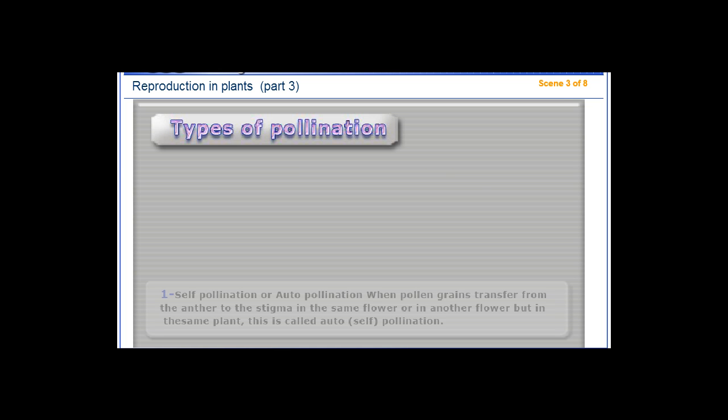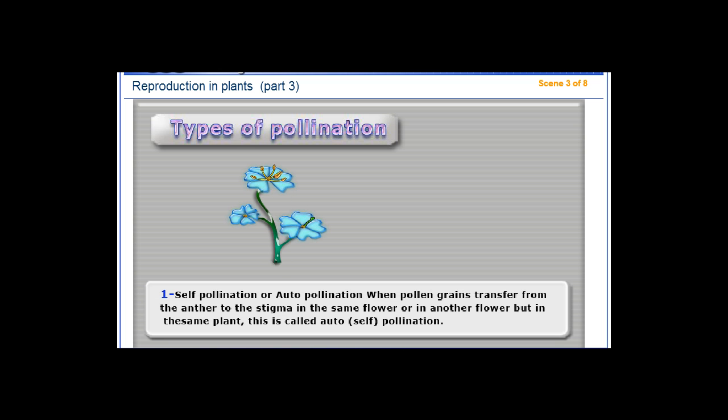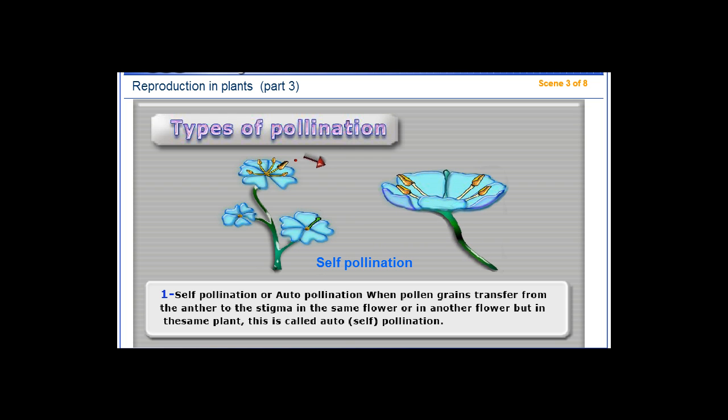Types of pollination. 1. Self-pollination or auto-pollination. When pollen grains transfer from the anther to the stigma in the same flower or another flower, but in the same plant, this is called auto or self-pollination.